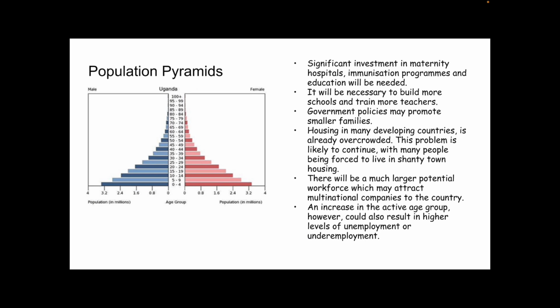However, a downside to more workforce is that because there's more of them, there might actually be high levels of unemployment or people being underemployed. So doing a job that doesn't match their skill set, so they are overskilled for the job that they do. So that's important if you recognise that population pyramid, that is the rapidly growing one we talk about.